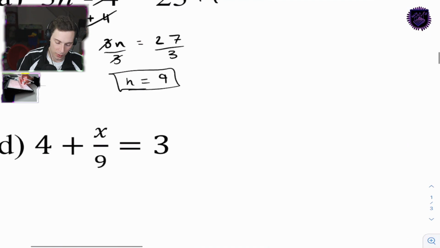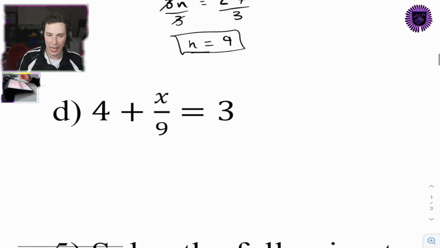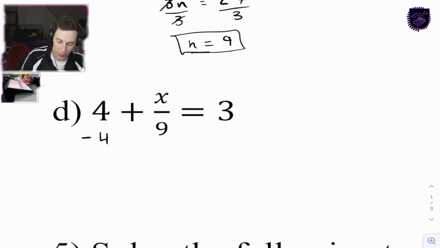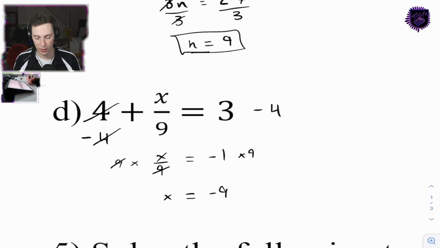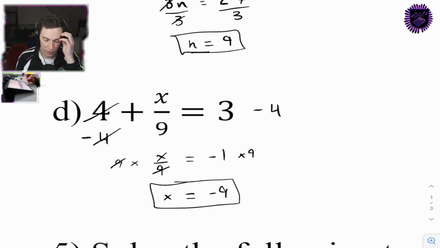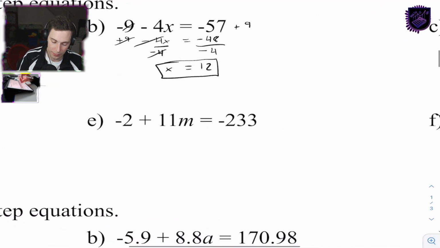Okay, next one, D. So we're dividing now. We gotta undo the divide. So we're gonna minus 4 from both sides, 3 minus 4, and we are going to cancel, and we're left with x over 9 is equal to negative 1. And then we can times by 9 on both sides. And this side they cancel out, leaving us with x is equal to negative 9. Negative 1 times 9 is negative 9. D.